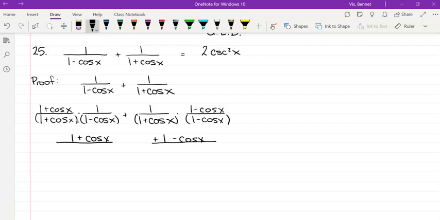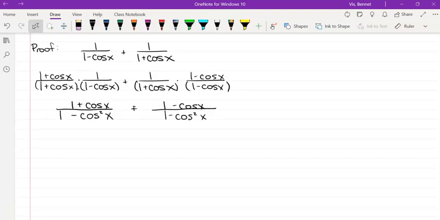I could FOIL it all out. I'll have 1 times 1 is 1. 1 times negative cosine will be minus cosine. Cosine times 1 is positive cosine, and those are going to cancel. And cosine times negative cosine is negative cosine squared of x in each of these things. They have a common denominator, so now I can push them together. This is just 1 plus cosine x plus 1 minus cosine of x all over 1 minus cosine squared of x.